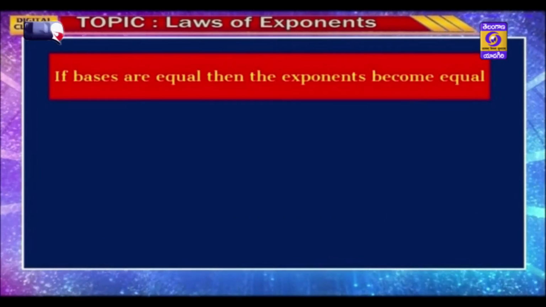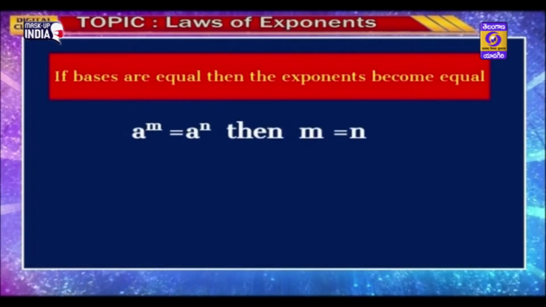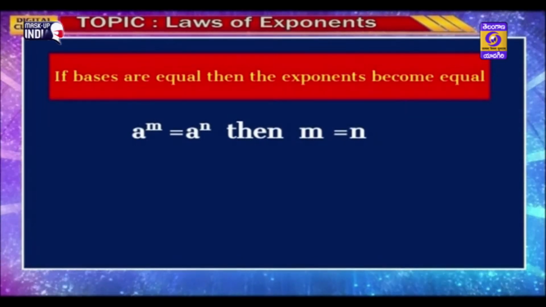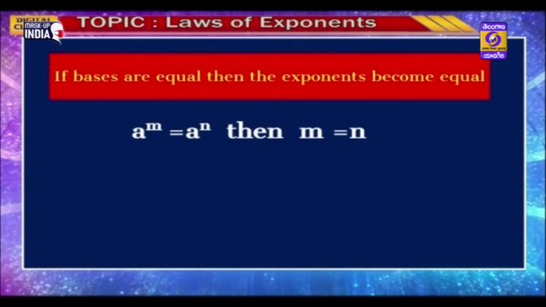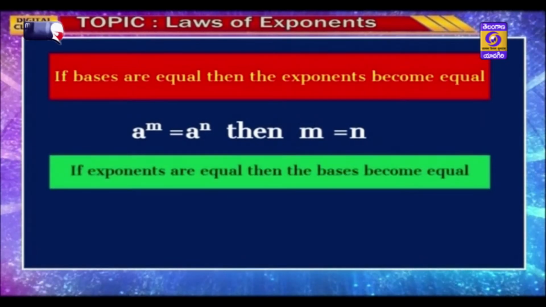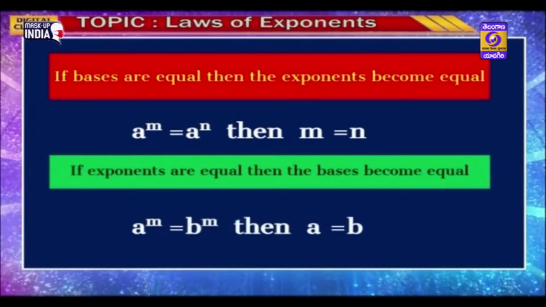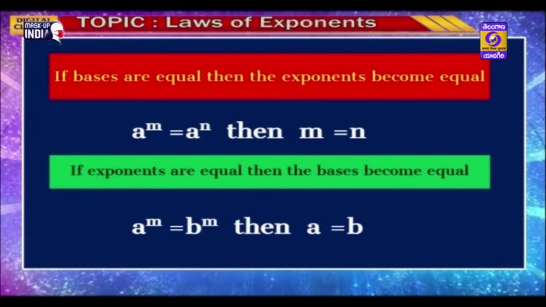If the bases are equal, then the exponents become equal. Like a to the power of m is equal to a to the power of n, bases are equal, so the exponents will become equal. When the exponents are equal, then the bases become equal also. Here the exponents are equal. So what happens? The bases will become equal.